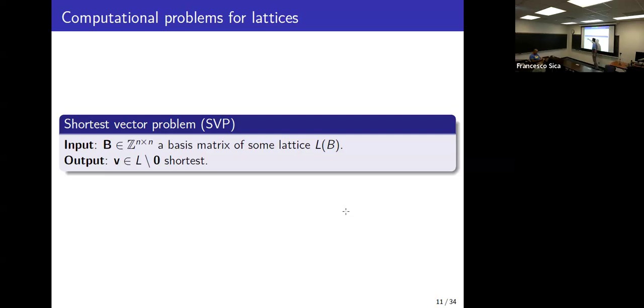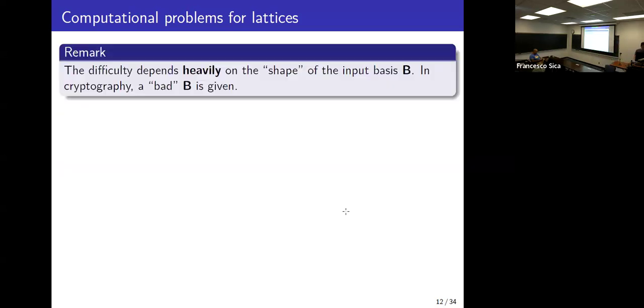So now the shortest vector problem is defined the following way. The input B is, for example, our two-dimensional thing, just a matrix. It corresponds to the basis matrix for some underlying lattice. And this B, in cryptography, is given explicitly. You're given this input. The question is to find the V which admits lambda 1, so find the shortest vector from the lattice. The difficulty heavily depends on the shape of the input basis B. It also depends on what sort of lattice you have.